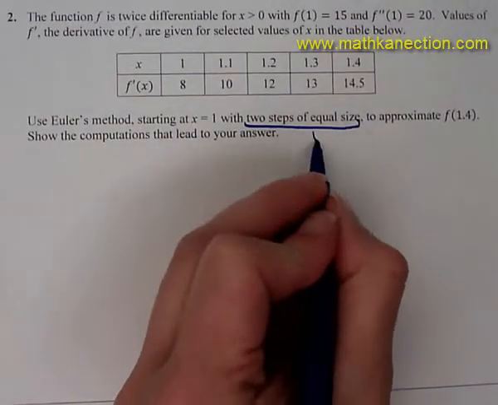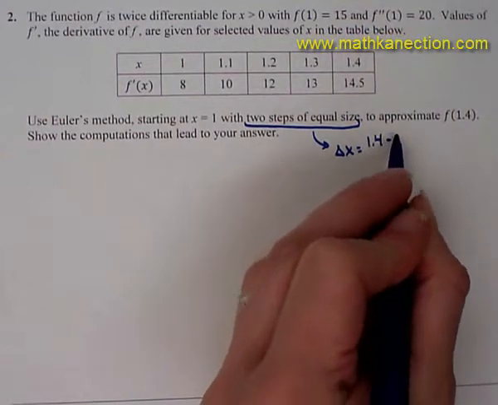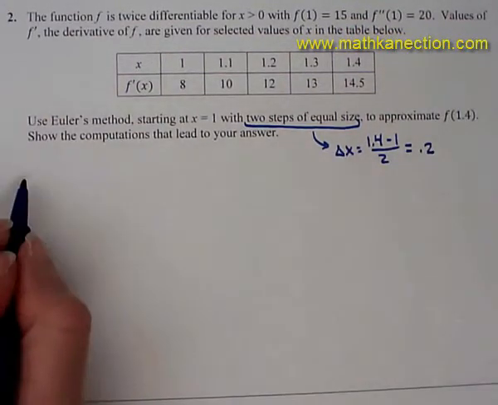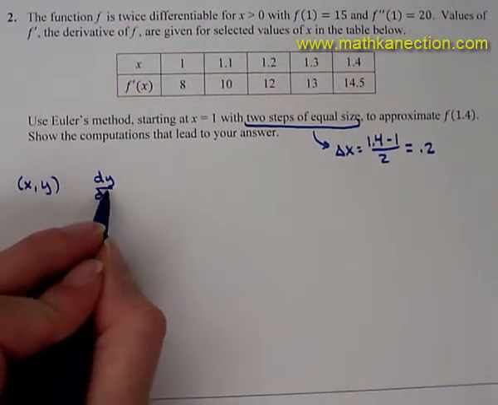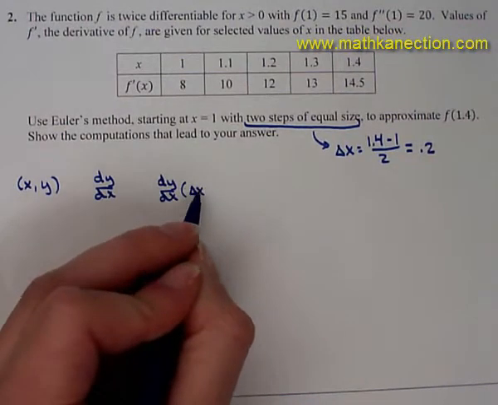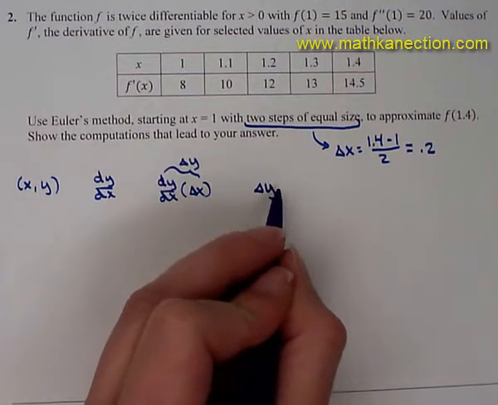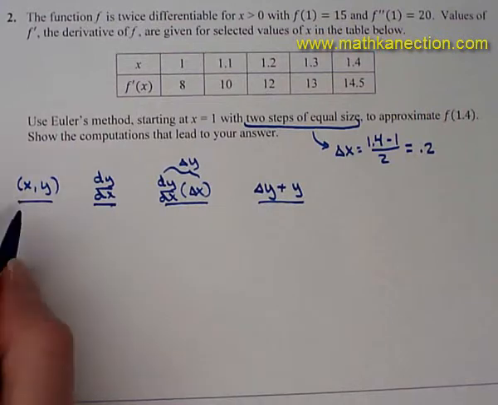Again, we're going to use two steps of equal size. Our delta x is going to be b minus a, so 1.4 minus 1, divided by the 2 steps, which is 0.2. Again, organizing our information into a table of values, we have x and y as our point, dy/dx multiplied by the delta x, which is the delta y, and then the delta y plus the y value. Original point given was (1, 15).